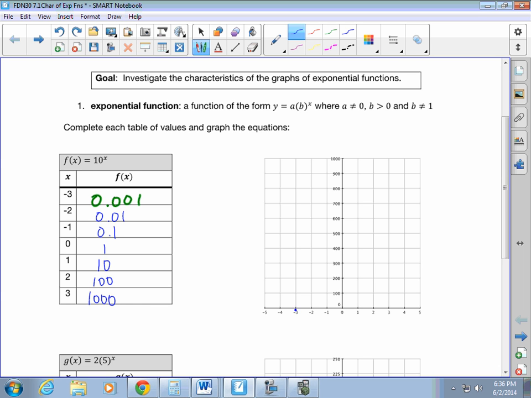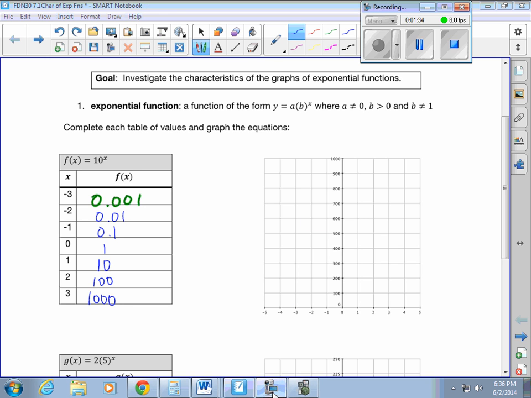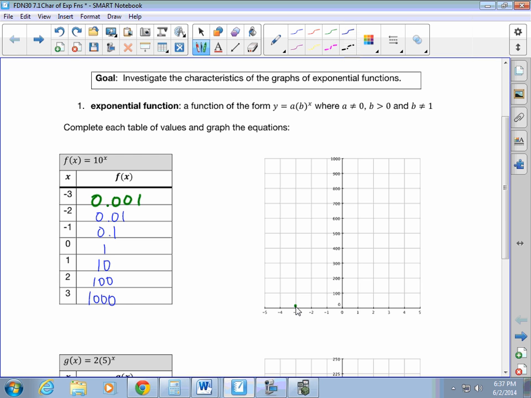So it's pretty close. Oops, I see my alignment is off. I'm just going to pause and fix that real quick. Okay, so now to plot these. Negative 3 and 0.001 is almost touching that line. Negative 2 and 0.01, so it's, again, almost touching that 0, but a little bit above it. Negative 1, 10 to the power of negative 1 was 0.1, so again, it's barely registering as off of the 0 on the x-axis.